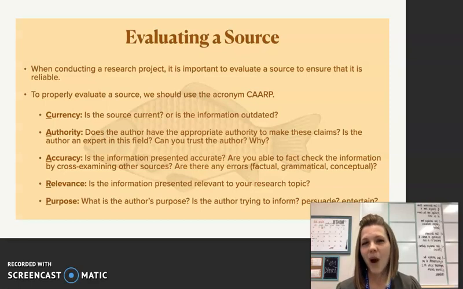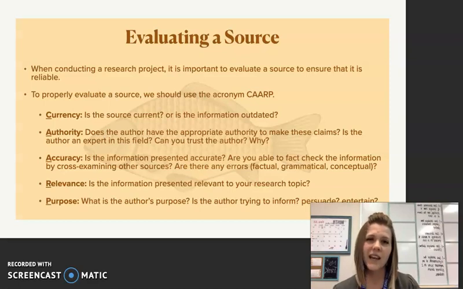In order to properly evaluate a source, we can use the acronym CARP. This acronym stands for currency, authority, accuracy, relevance, and purpose. So let's talk about each one of those components now.